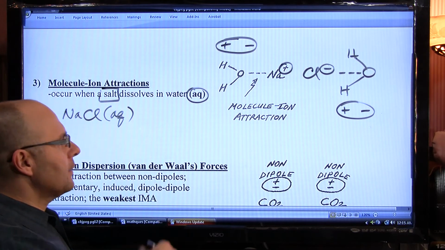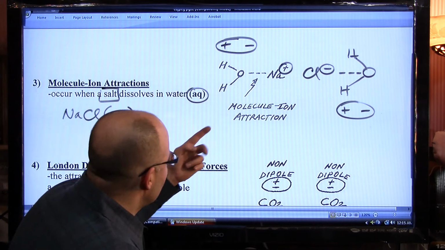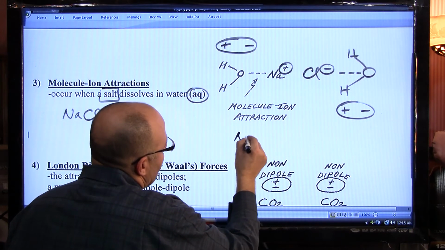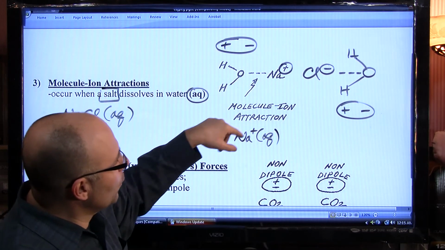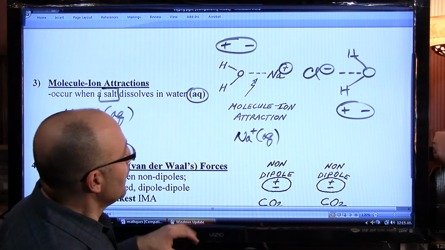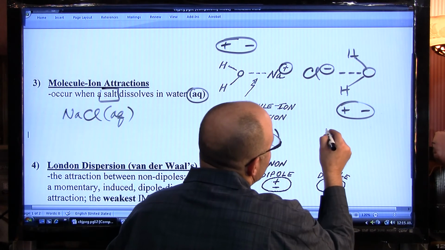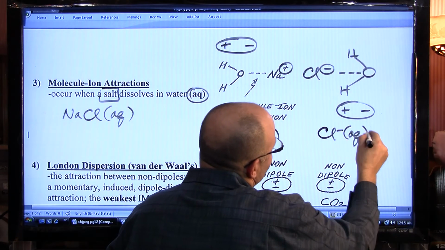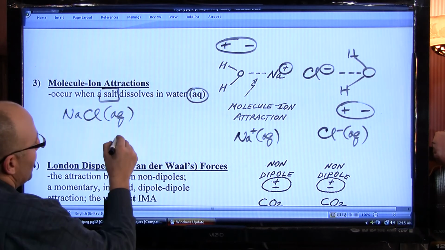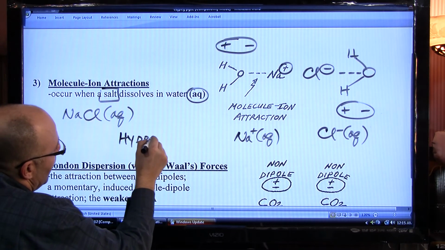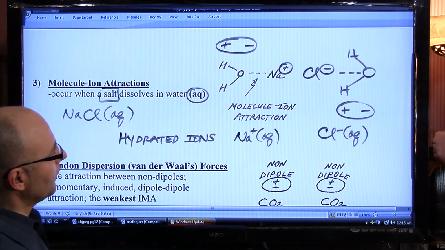All right, and anytime you have hydrated ions, meaning ions surrounded by water, this would be an Na+ (aq). And of course you would have more than one water molecule surrounding the sodium ion to keep it separated from the chloride ion in solution. And this would be the Cl- (aq). And so we speak about these in the solutions unit, and we call them hydrated ions. We'll talk more about that later.